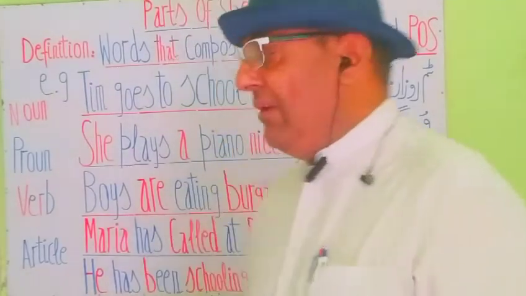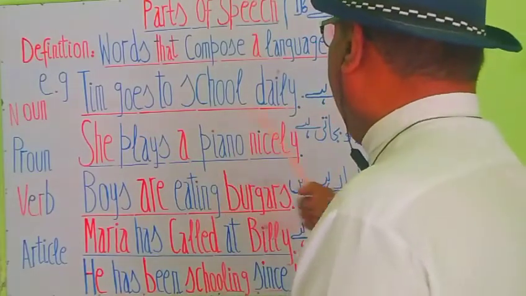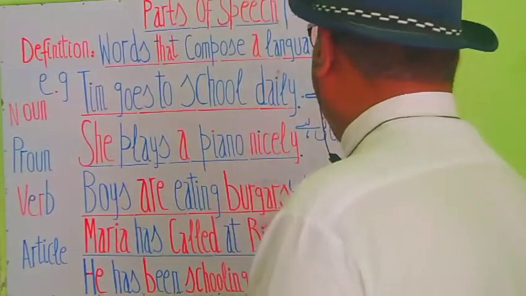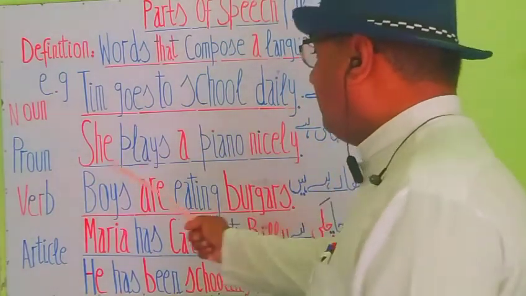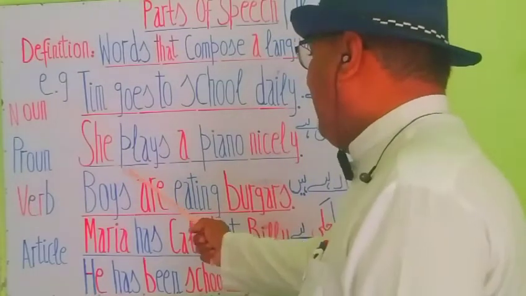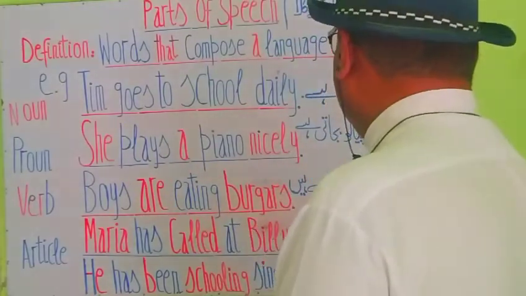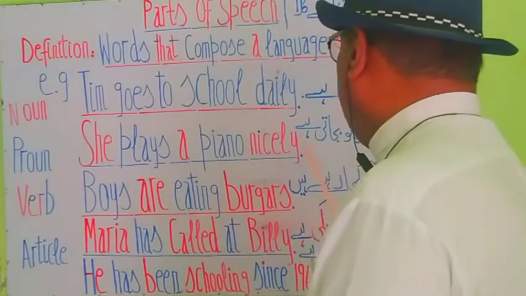Please memorize this. First one is Tim goes to school daily. Tim रोजाना स्कूल जाता है. Next is she plays a piano nicely. वो उम्दगी से पियानो बजाती है.